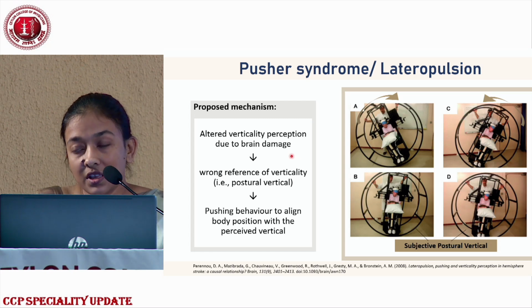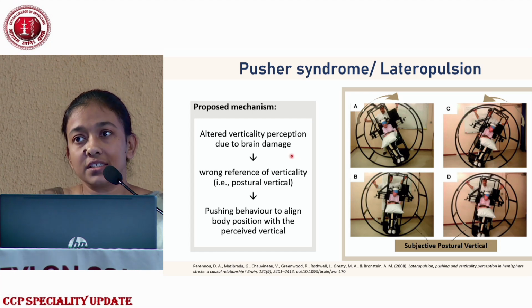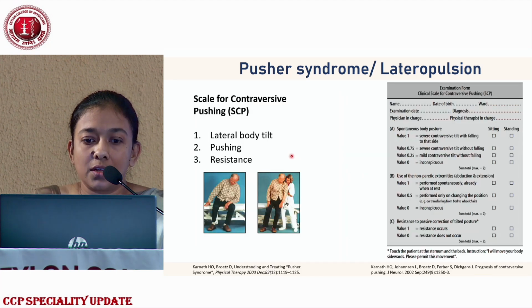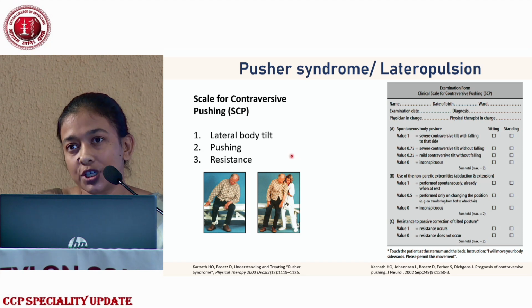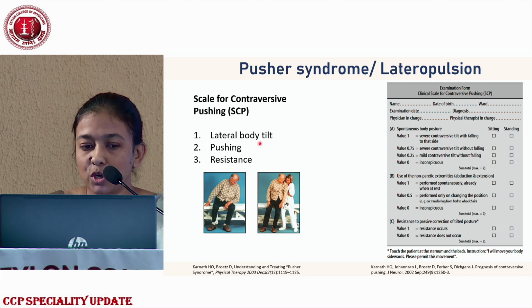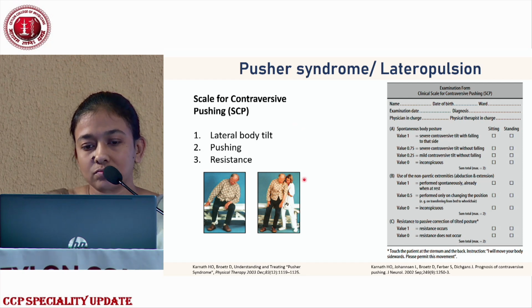postulate. Having said that, the point is that if a stroke patient has impaired trunk control, that person would benefit from specialized rehabilitation. The Scale for Contraversive Pushing is the tool that we can use to quantify and grade this impairment. It basically grades lateral body tilt, pushing behavior, and the resistance to correction of the vertical in sitting and standing position.